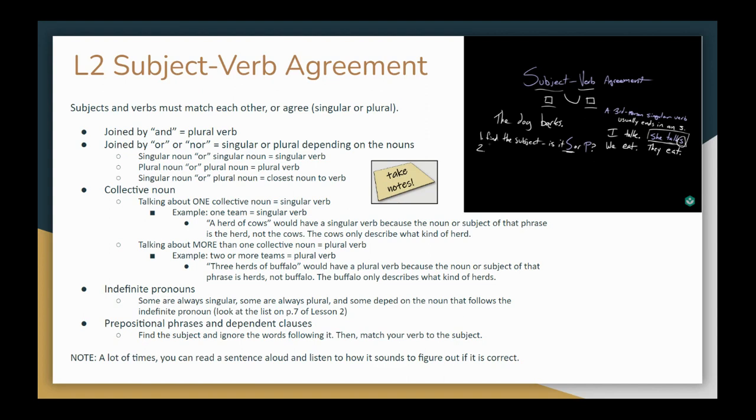So if the subject isn't a noun, but a pronoun, same question. Is it singular or plural? I is singular, there's only one me. We is plural, there's many of us. And if it's third person singular, like she, he, it, end the verb in an s.